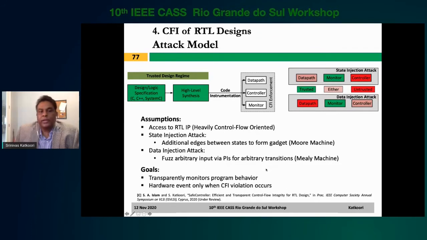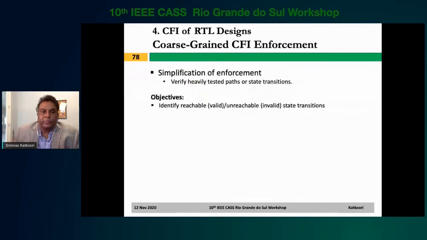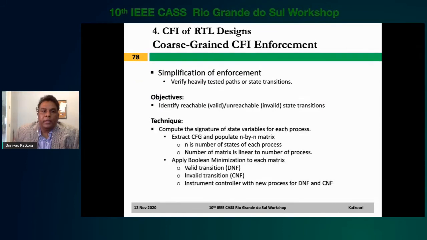The goal is to transparently monitor the program behavior, and when a control flow integrity (CFI) violation occurs, you raise a flag. Really the objective is to identify reachable and unreachable state transitions, so this is a runtime detection of control flow violation.